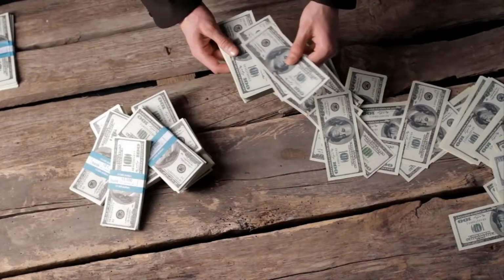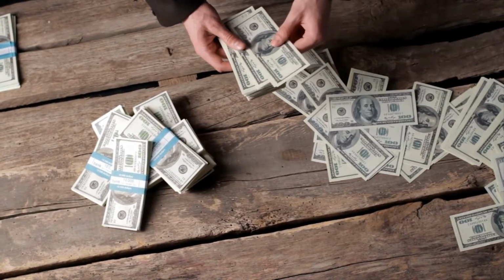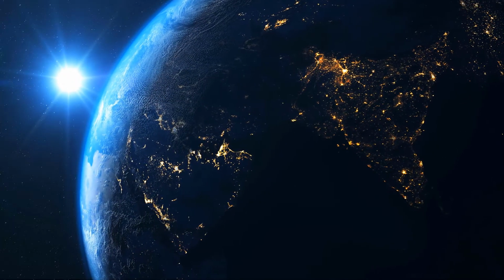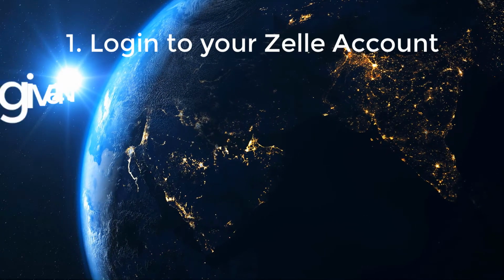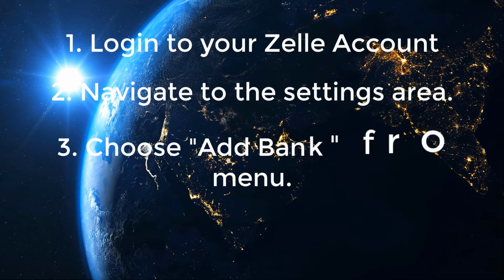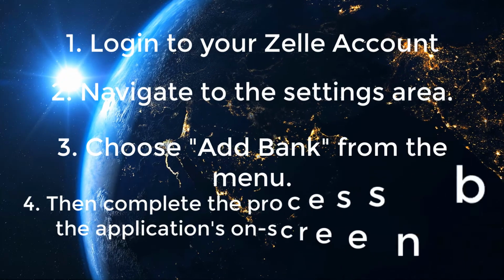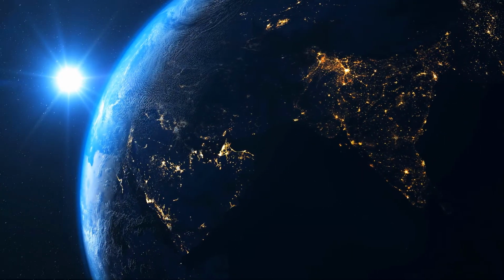And so, we will start by showing you how to link your Zelle and your PayPal account to your bank account to ease transfer. To link Zelle to your bank account: 1. Log in to your Zelle account. 2. Navigate to the settings area. 3. Choose Add Bank from the menu. 4. Then complete the process by following the application's on-screen directions.